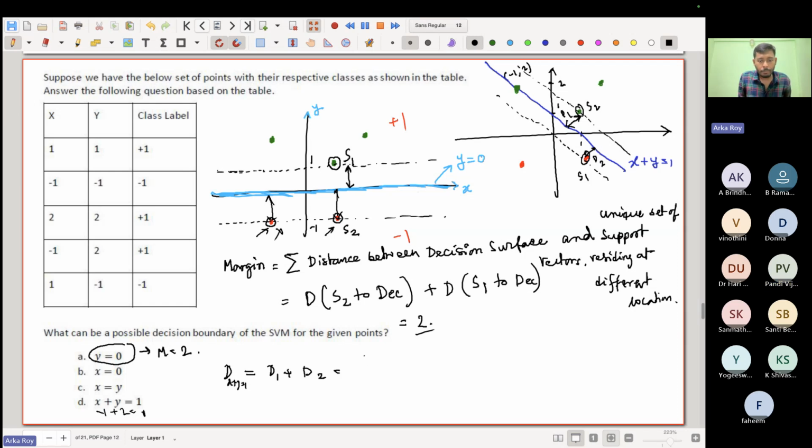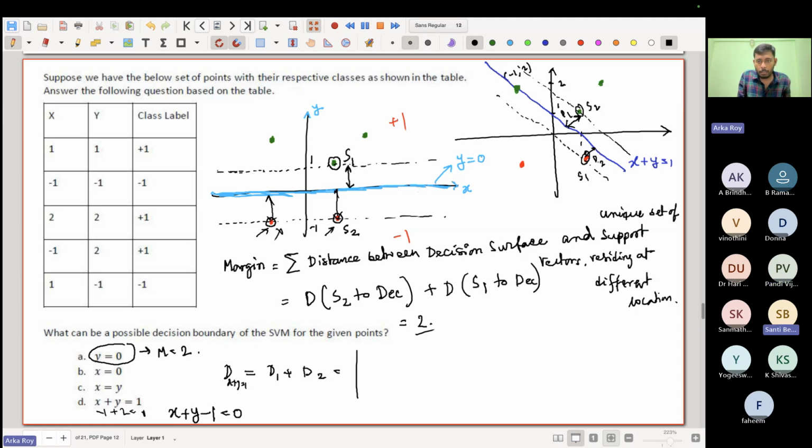I can consider that distance is a positive quantity. So I can write modulus of the equation, which is x plus y minus 1 equals to 0.